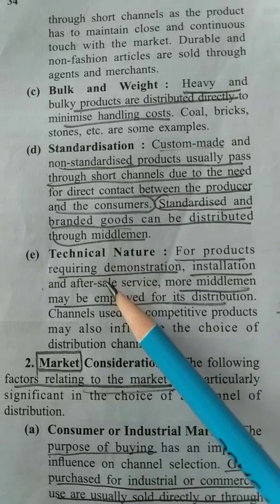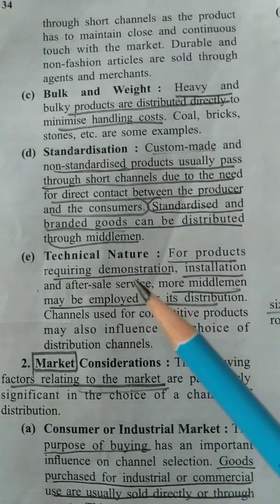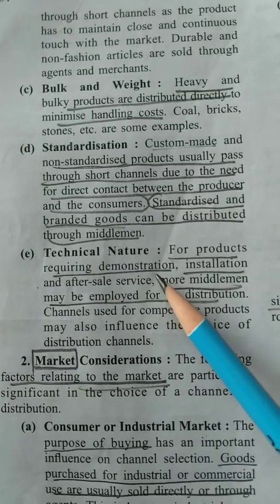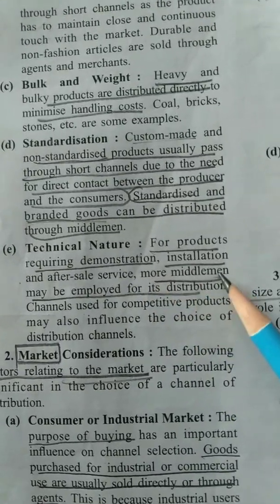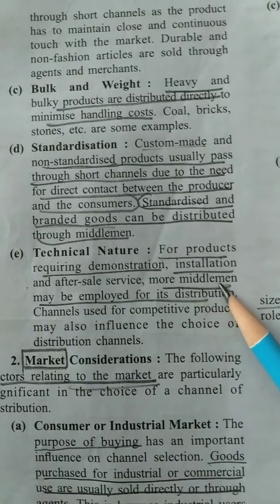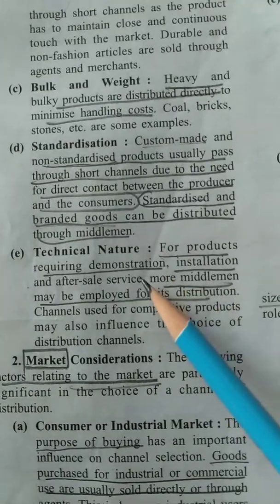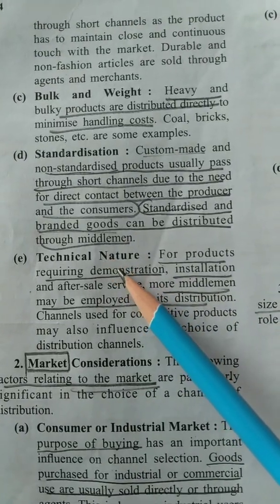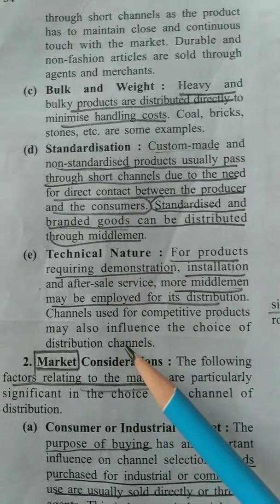Then coming to technical nature. If your product is such that it requires demonstration, for example, you can take the example of ROs, and if they require installation, then middlemen are required in between, those who can help in telling the customers about its uses. However, if it is not of technical nature, then you can directly sell it.